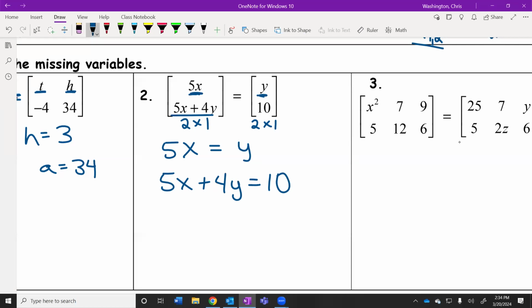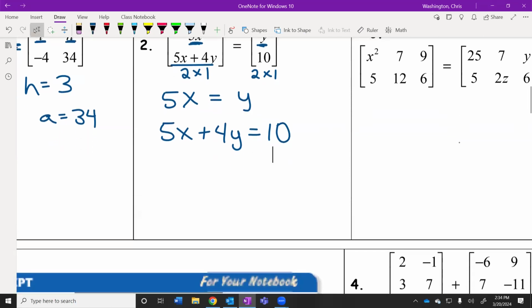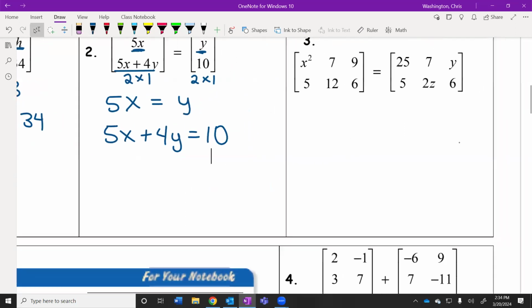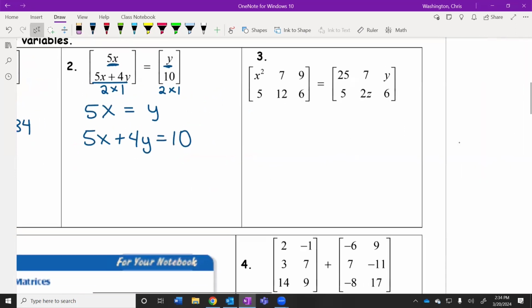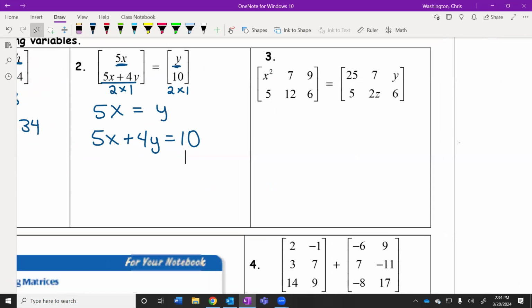In Algebra 1, you learned 2 ways to solve systems of equations. This is also a really good review if you plan on taking the SAT, because I guarantee you're going to see a system of equations problem on the SAT. How do you solve systems of equations? There's two ways. You can use substitution or elimination.